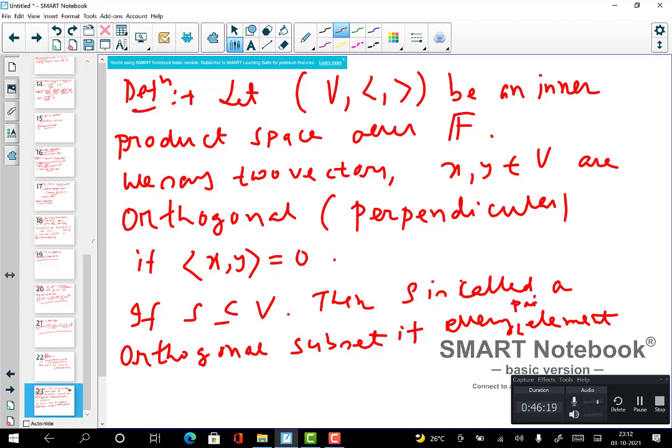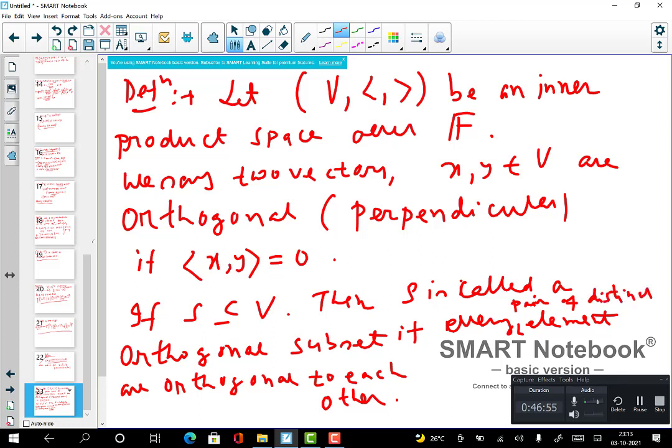Every pair of elements is orthogonal to each other. Okay, so whenever you choose any two elements, otherwise you may feel that the same thing can happen. No, choose two distinct elements and check whether they are orthogonal, or the inner product vanishes or not. If it is true for any two distinct pair, then we say this set is an orthogonal set.